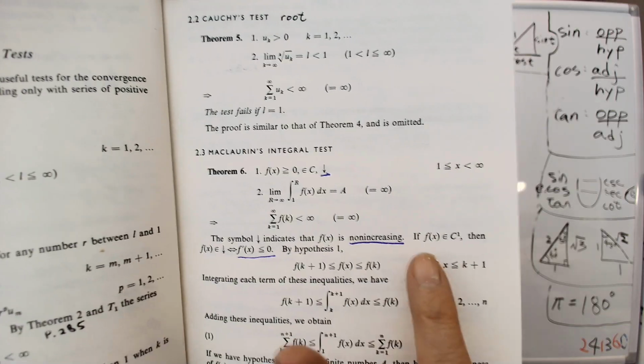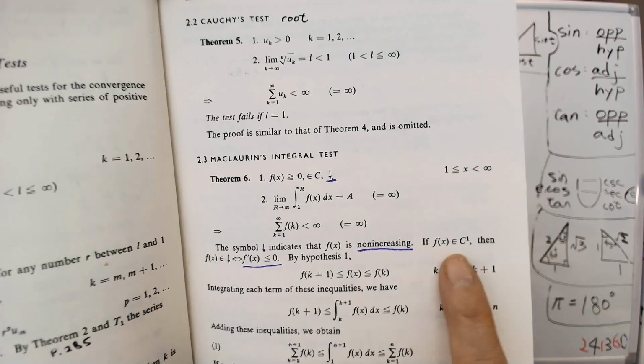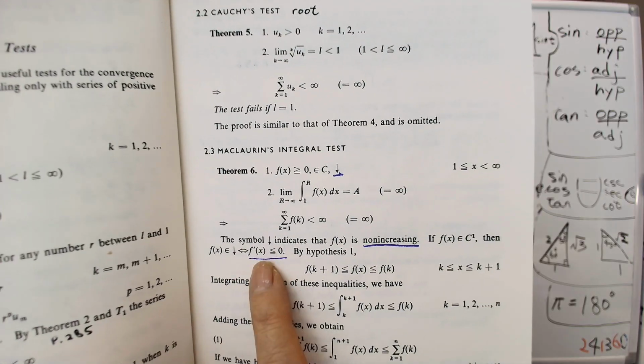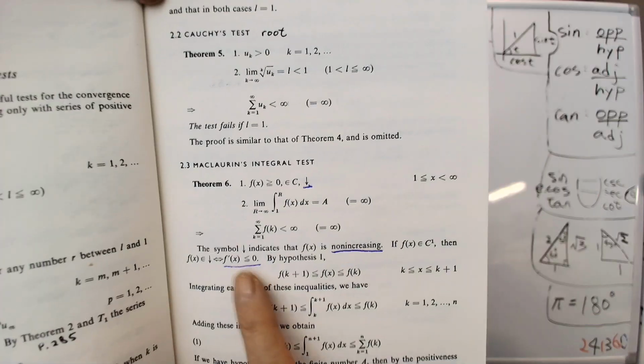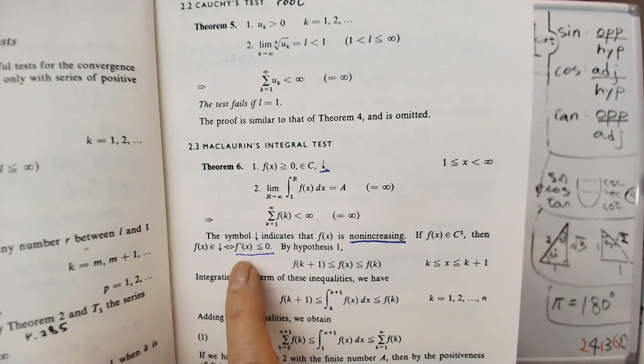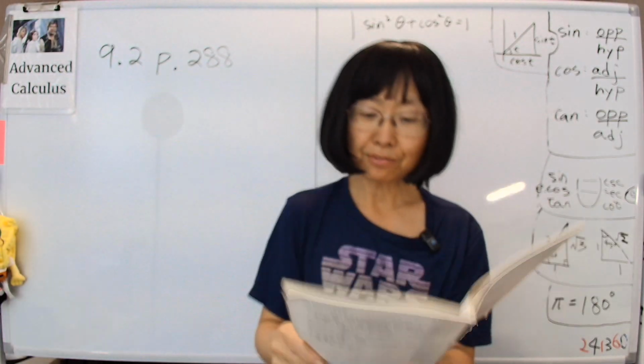So in the homework, this statement is not necessary in the proof, but it is written here so that you know that in the homework, to satisfy the condition that f of x is decreasing, you just have to show that f prime of x is less than or equal to 0. Then that's sufficient to satisfy hypothesis 1. So anyway, let's move on.